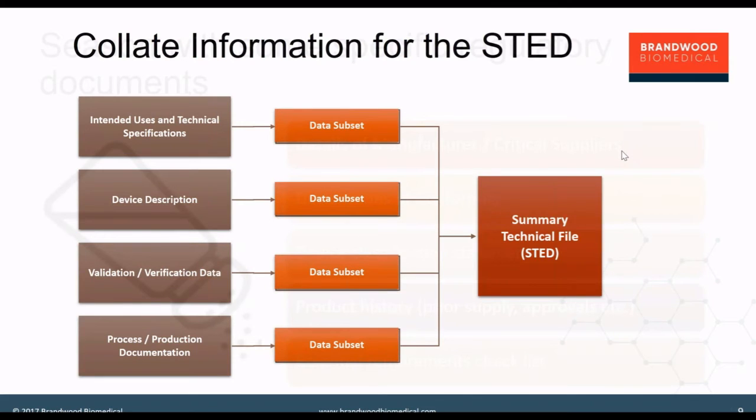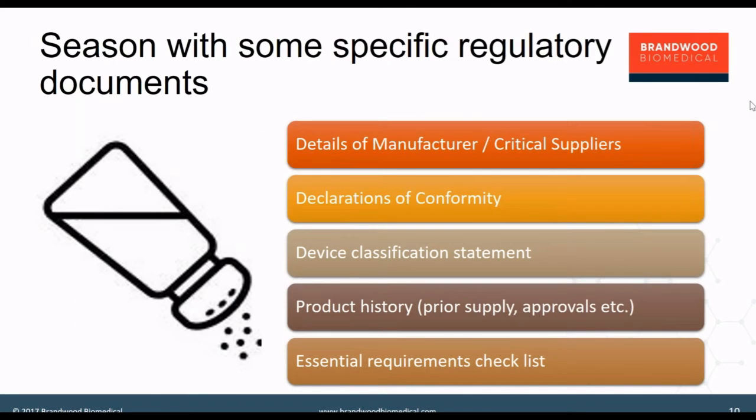So in addition to all the information which has been produced as part of the design process, a number of specific regulatory documents or administrative information, technical and administrative information, will need to be put in place to supplement the contents of the technical file. So that will include some high-level details about the manufacturer and the critical suppliers. Declarations of conformity to the relevant regulation have to be made, often with references to the consensus or harmonized standards which have been used to demonstrate conformity with the requirements.